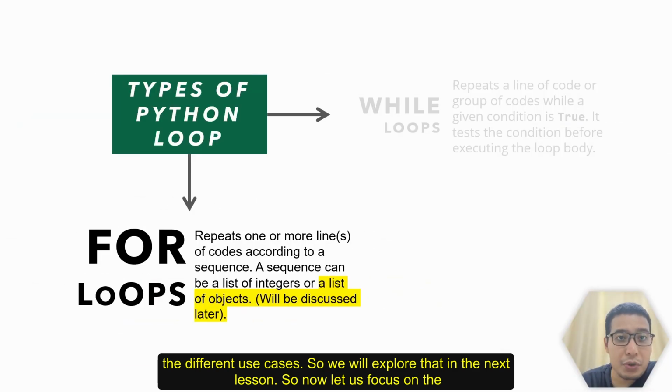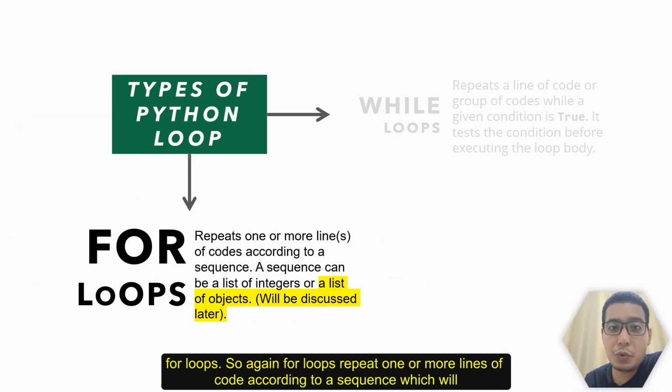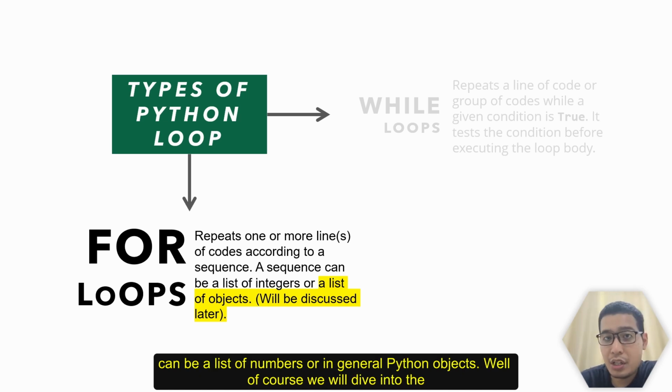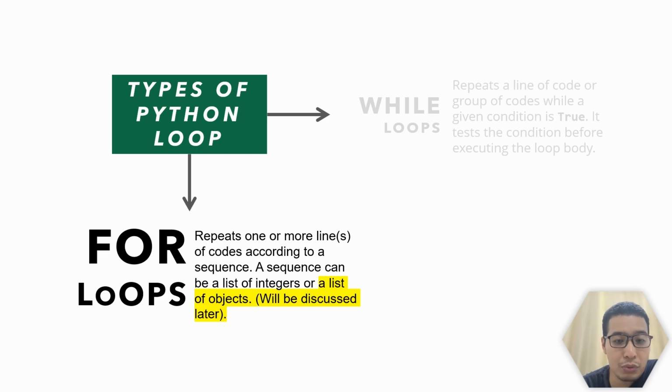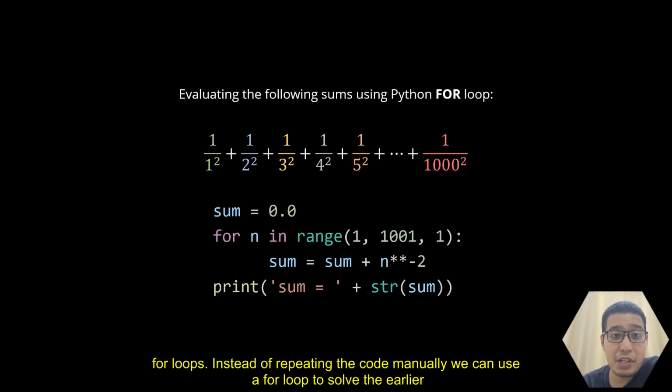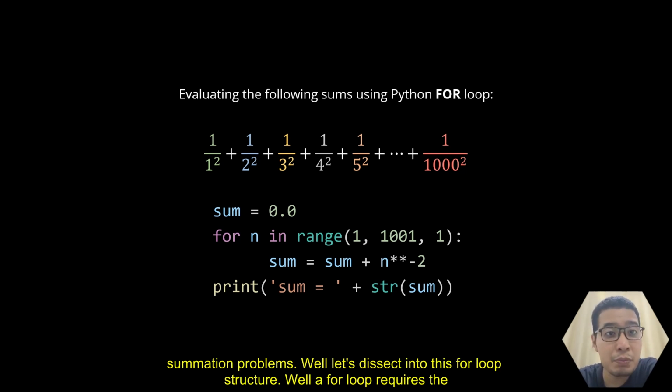So now let us focus on for loops. Again, for loops repeat one or more lines of code according to a sequence, which can be a list of numbers or, in general, Python objects. Of course, we will dive into the details of Python lists in the upcoming lesson, but before that, I will introduce you to for loops. Instead of repeating the code manually, we can use a for loop to solve the earlier summation problem.